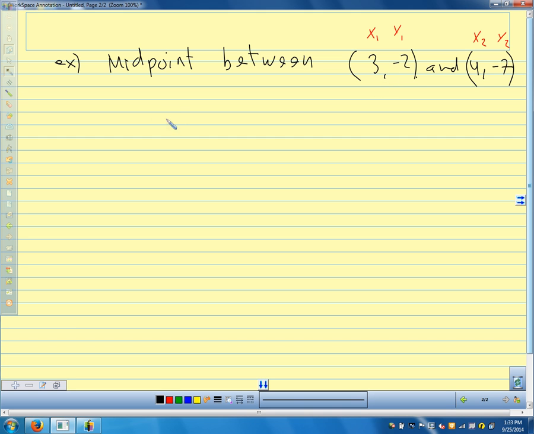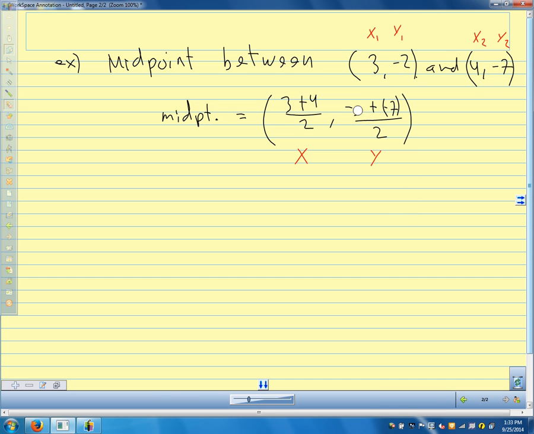And we know that our midpoint, I'm just going to say mid PT, is x1 plus x2, so 3 plus 4 divided by 2. That gives me my x. And I have two numbers, always two numbers with our midpoint. And then y1 plus y2, negative 2 plus negative 7 divided by 2. And that gives me my y.